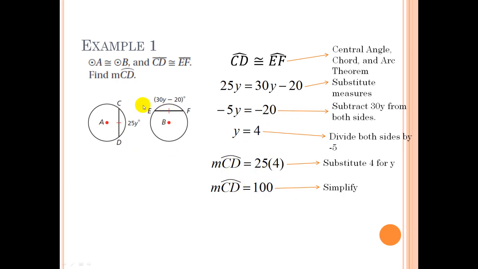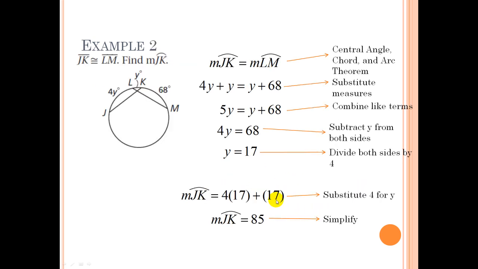So that should be the same as EF. Just to double check myself, I'm going to go ahead and do that. 30 times 4, that's 120. Minus 20 is 100, so it did give me the same thing, so that's good. I got 100 either way. So the answer is the measure of arc CD is 100 degrees.